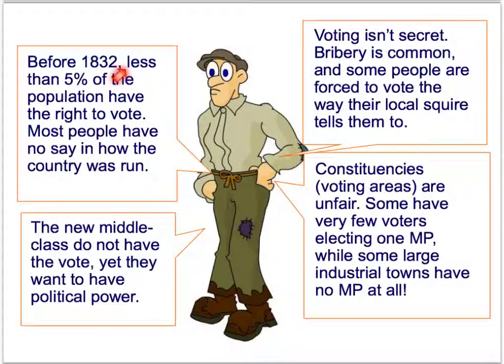Before 1832, less than 5% of the population actually had a vote. Most people had no say in how the country was run. We already know that voting wasn't secret, bribery was common, and we know that many areas of high population, like the new cities, had no MPs. No one had bothered to redraw the constituency boundaries.